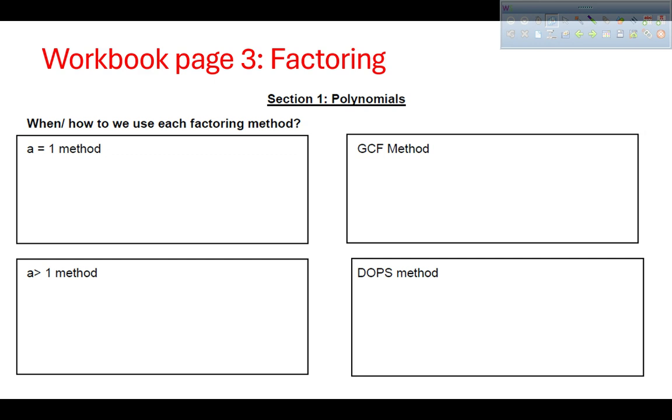A few things need to be true to use this method. It's got to be a trinomial, meaning 3 terms. So you could write trinomial if you know what that means, or you can write 3 terms. It's got to have 3 numbers in the problem in order to use the A equals 1 method. The first term is x squared, no number in front. In other words, if I asked you to put a number in front, you would put a 1, which is why it's called A equals 1.